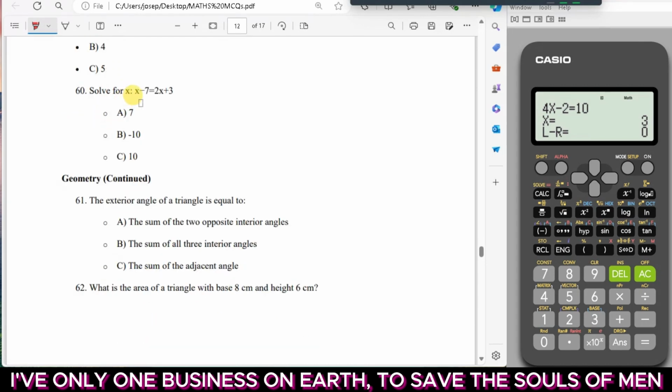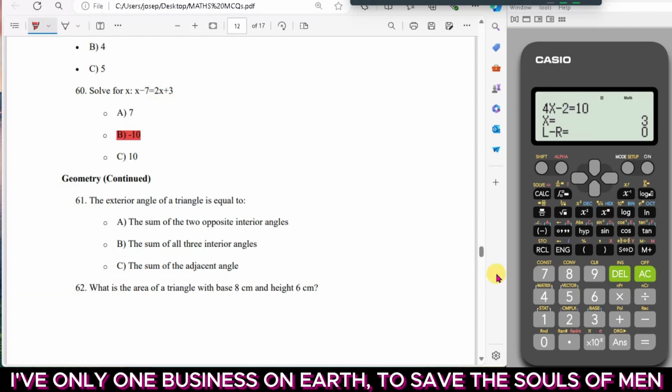Now, 60. Solve for x when x minus 7 is equal to 2x plus 3. So group like terms again. 2x coming out here will be negative 2x. So x minus 2x will give me negative x. Then negative 7 coming with positive 7. So 3 plus 7 will give me 10. Divided by negative 1, that will give you negative 10. And again, point in the calculator, and your answer will be clear for you.